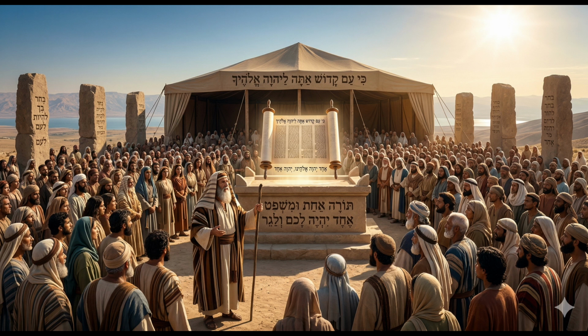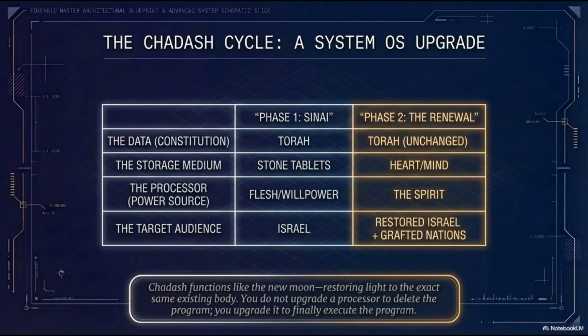Okay, but I have to ask the obvious question that I know anyone listening to this is thinking right now. Go for it. If the law is the operating system, and it never changes, how do we explain the entire New Testament, specifically the epistles of Paul? Right, the elephant in the room. Because if you walk into almost any modern church today, Paul's letters are routinely read as explicitly stating that the law is dead, abolished, or nailed to the cross. How does this architecture reconcile that massive contradiction?